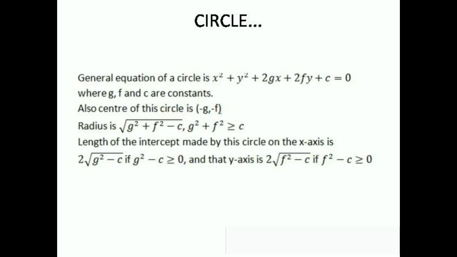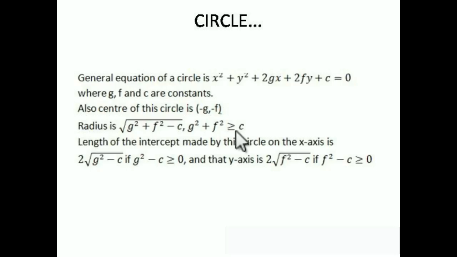Now, one of the basic formulas of the circle, the general equation of a circle, is x square plus y square plus 2gx plus 2fy plus c is equal to 0. G, F and C are constants. This is a very basic and very important equation of the circle. Here the center is minus g comma minus f. Radius is square root of g square plus f square minus c. Here radius is a length, so it must be greater than 0, and for that g square plus f square minus c must be greater than 0.